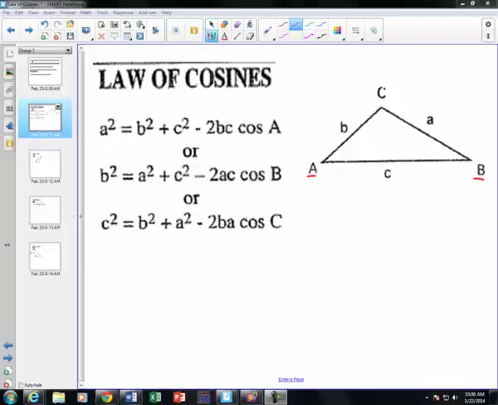The capital letters represent our angles, lowercase letters are the sides, and the angles and sides that match are always across from each other. Now, I'm going to give you a tip here. To know which formula to use, you're going to be looking right here. If you know angle A, or you're looking for angle A, you're going to use the first one that ends with cosine A. If you know angle B, or you're looking for angle B, you're going to use the second one that ends with cosine B. If you know angle C, or looking for angle C, you're going to use the third one that ends with cosine C.